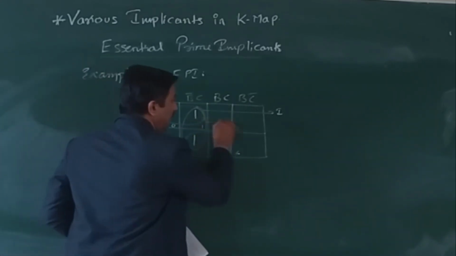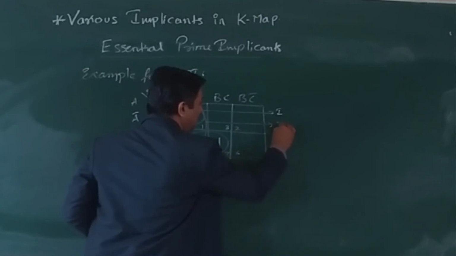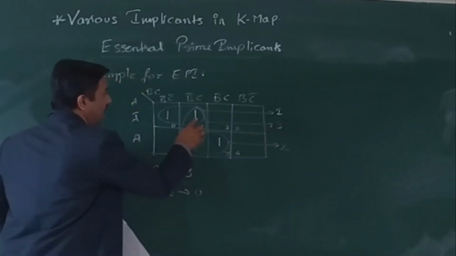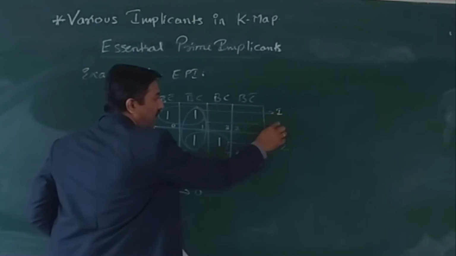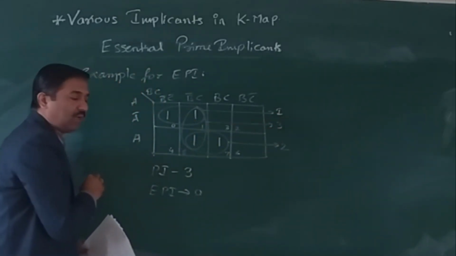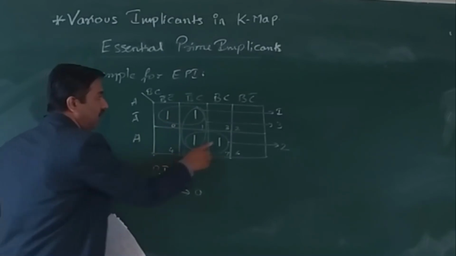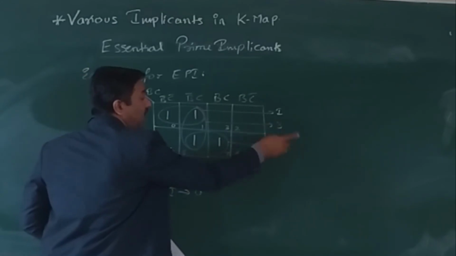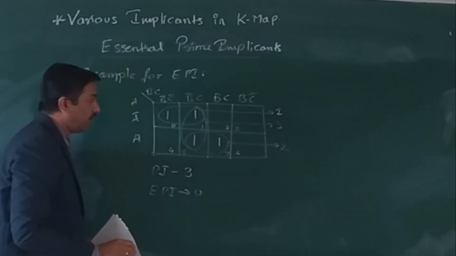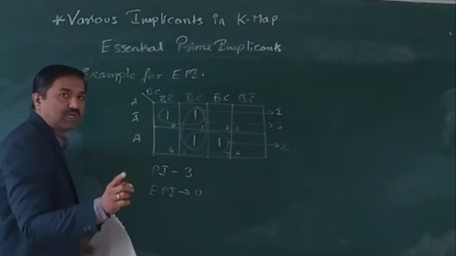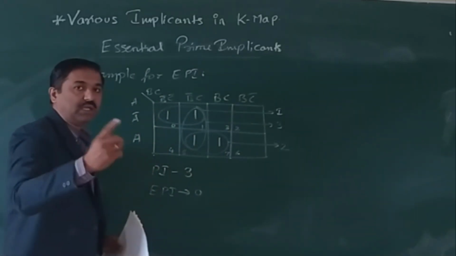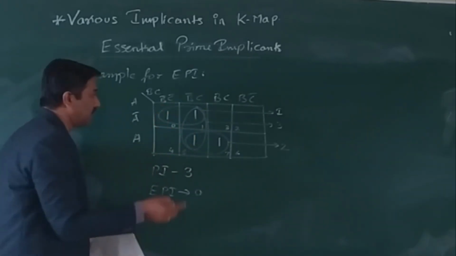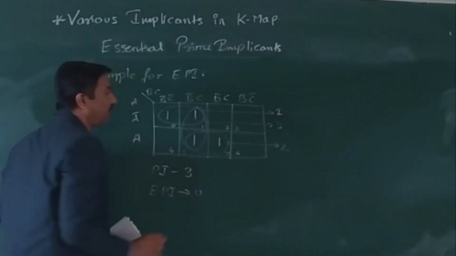Why? Because it is getting covered in more than one group of prime implicants. In which groups? See, it is getting covered in group number 3 and in group number 1, whereas this one is getting covered in only group number 1. It is not getting covered in the other prime implicant groups, that is group number 3 and group number 2. So this one cannot be considered as an essential prime implicant, because it is getting covered in more than one group, that is group number 1 and group number 3.